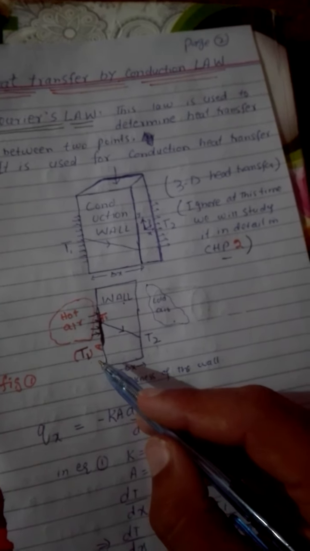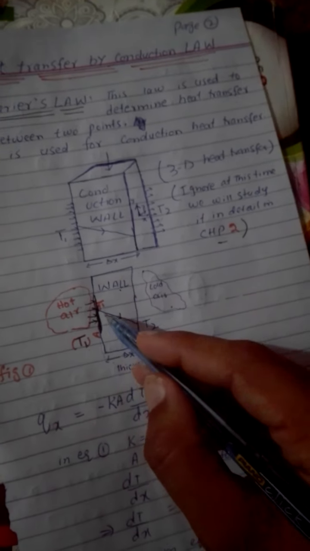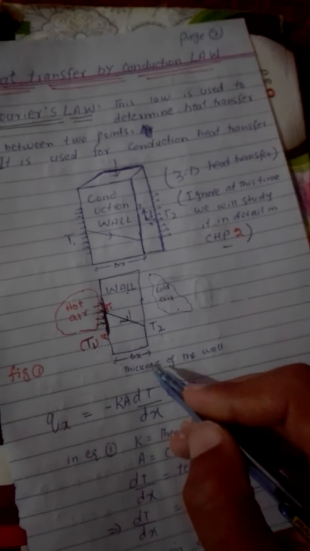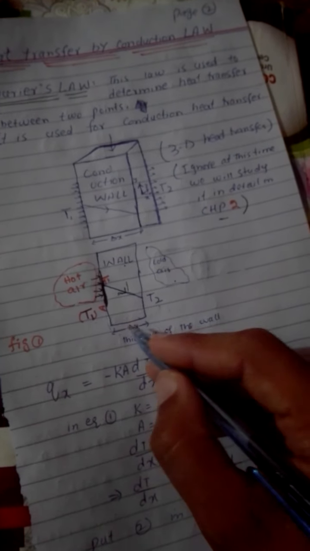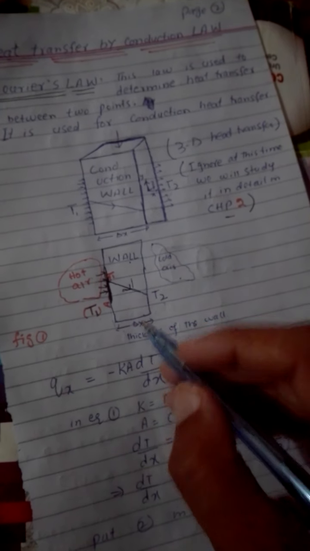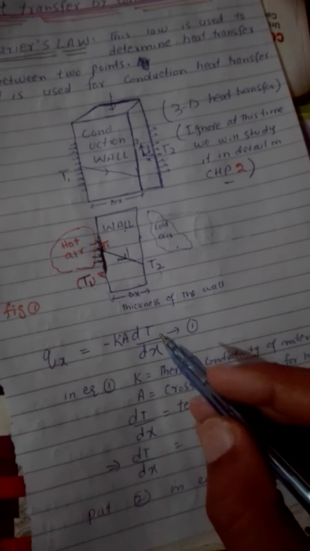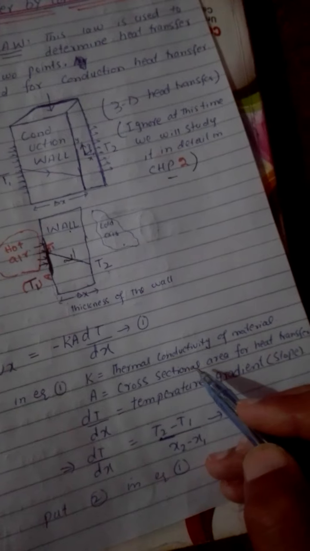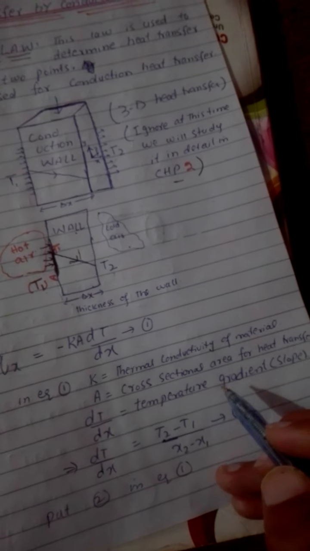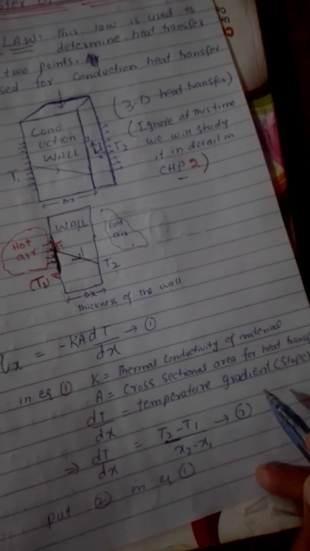When heat transfers, it transfers from the high temperature region to the lower temperature region. So the heat transfers in this direction, through the thickness. So now mathematically we determine the heat transfer through this thickness by Fourier law. Its mathematical form is Qx is equal to minus KA dT by dx. So Qx is the heat transfer in x direction, K is the thermal conductivity of the material, A is the cross-sectional area of heat transfer, dT by dx is the temperature gradient or slope.